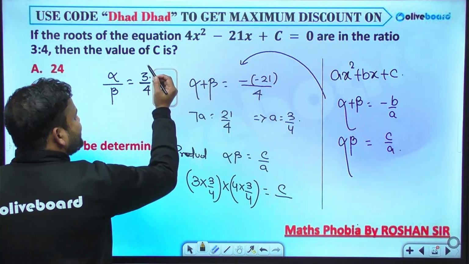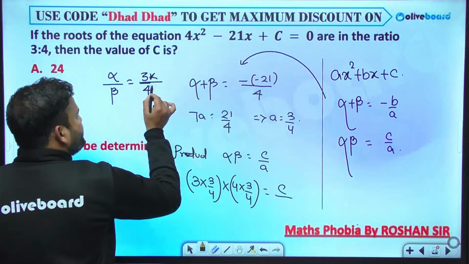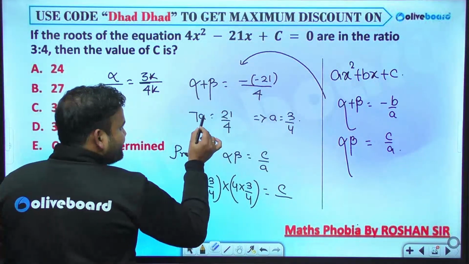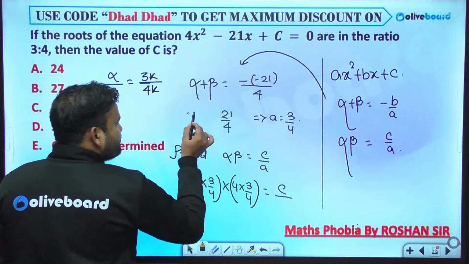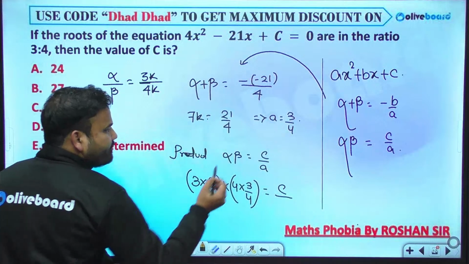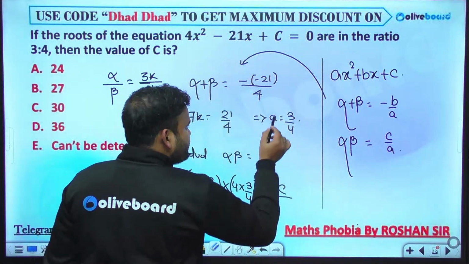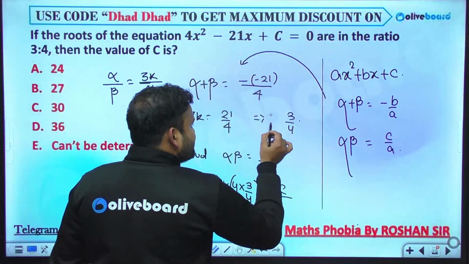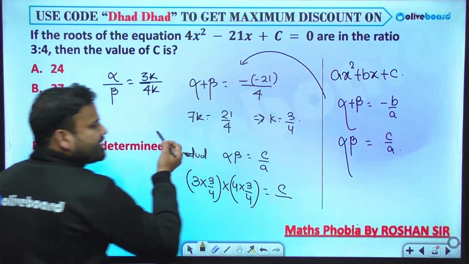I should be writing this as k, okay? Because otherwise we will be mistaken by this a. So this is 7 into k equals 21 by 4. Hence the value of k is what? K is the variable part.